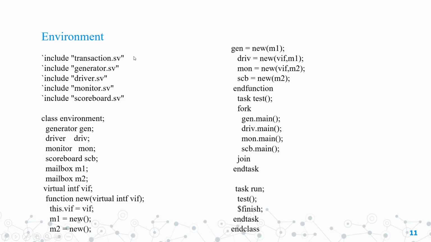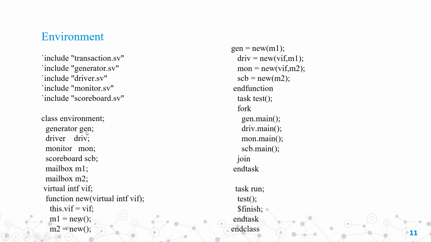Coming to the environment, we will use all of the classes within the environment. We will first include the files which we have written earlier, and we will create a class called environment. In this environment we will create a handle for generator, driver, monitor, and scoreboard, which will be used for running the tasks, which are the new tasks and main tasks. In every class we will run those tasks from the environment.